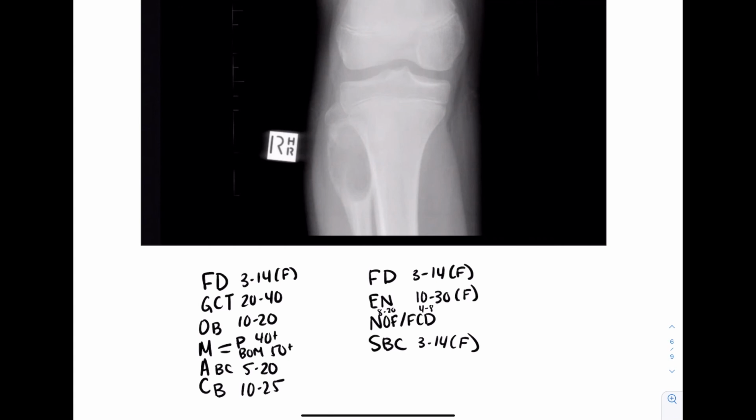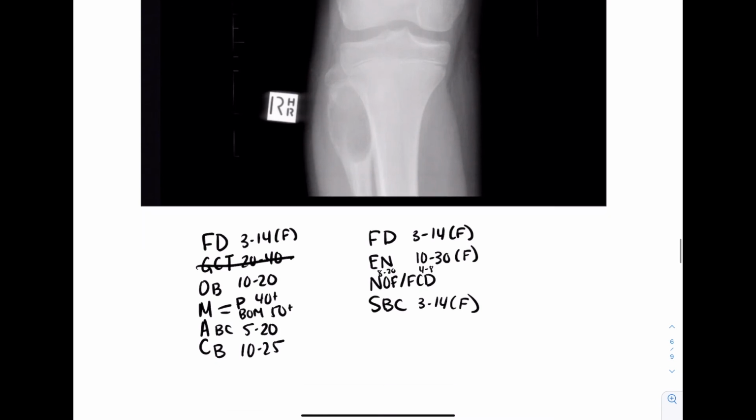So typically for girls, growth plates close at around 13 to 15 years old, and for boys it's usually 15 to 17 years old. Okay, so let's just say that this individual is less than 14 years old. So anything that doesn't fit that idea, we need to X out. So GCT is gone. OB can still be there for now.